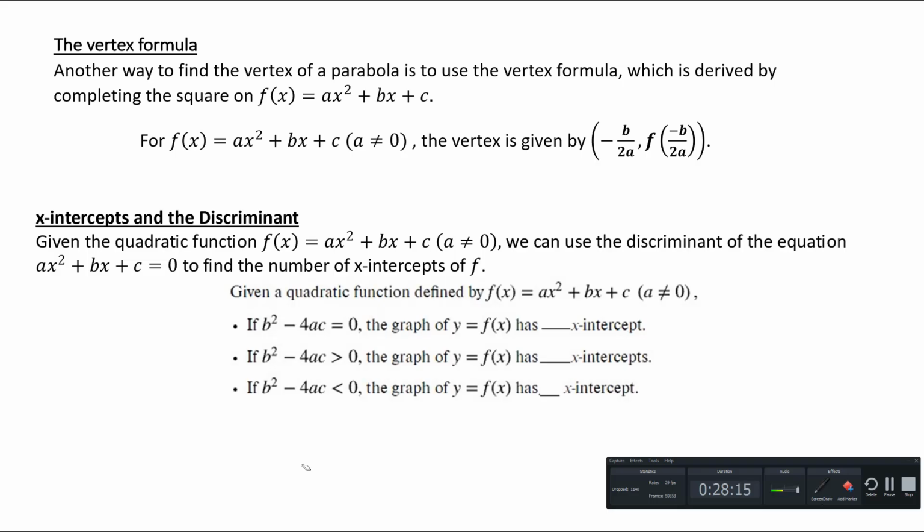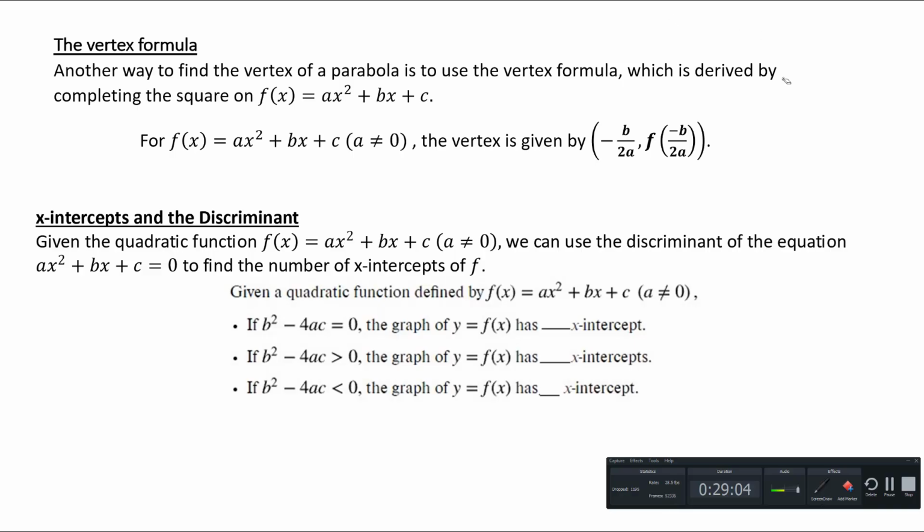Okay, the vertex formula. Another way to find the vertex of a parabola is to use the vertex formula. It is derived by completing the square, which I'm not going to go through right now. So if you have a quadratic function, f of x equals ax squared plus bx plus c, the vertex of that function is going to be -b over 2a, comma, f of -b over 2a. So the x-coordinate of the vertex will be -b over 2a.